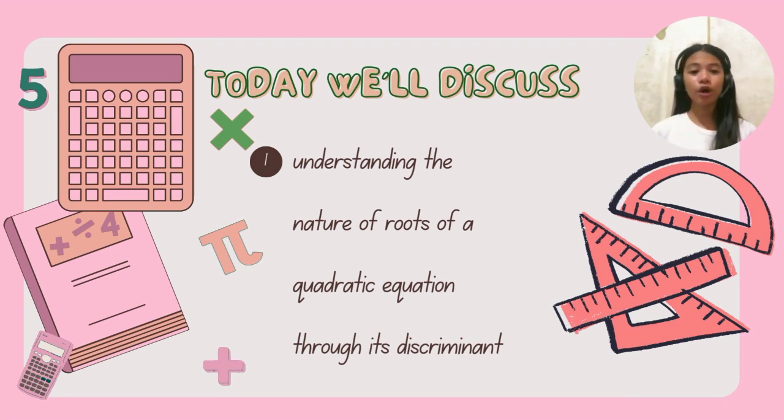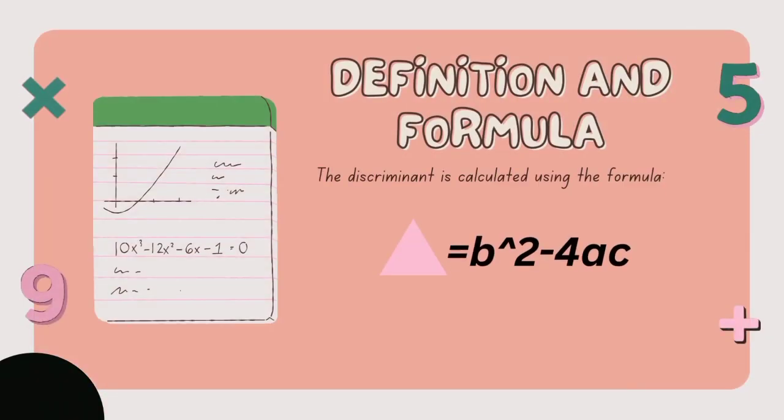Firstly, we should know the definition and formula. The discriminant is calculated using the formula triangle, which is called delta, equals b squared minus 4ac, where the triangle or the delta represents the discriminant, b is the coefficient of x, and a and c are the constants.